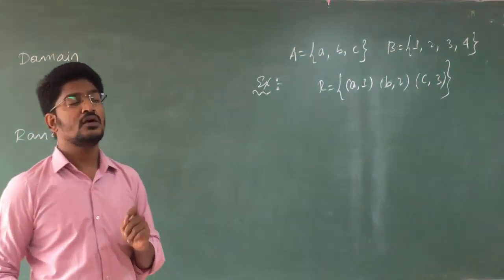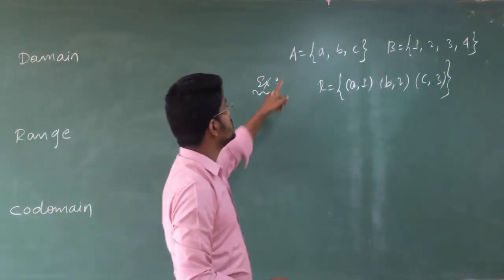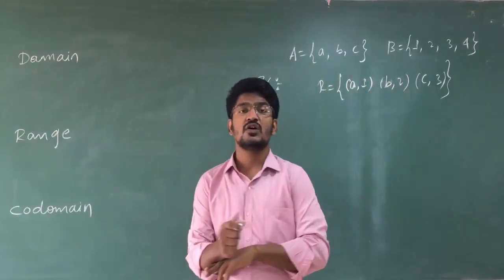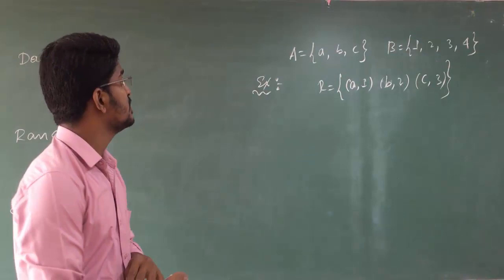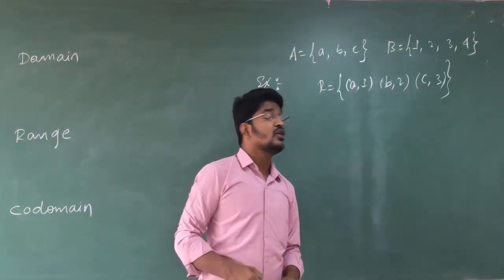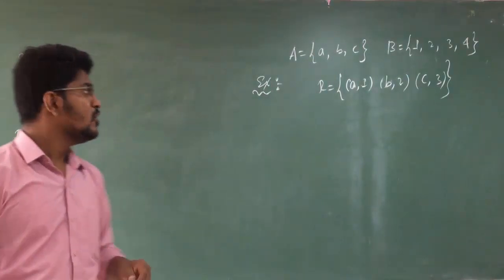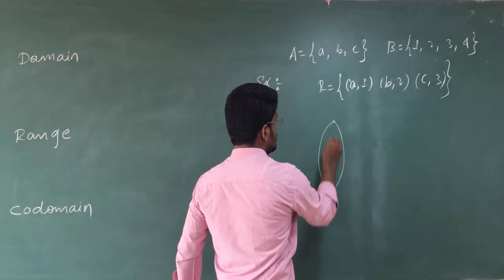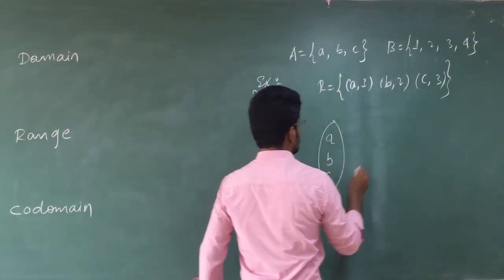Are you getting my point? So for that reason I am choosing A as {A, B, C}, B as {1, 2, 3, 4} as two sets. Then I define the relation {(A, 1), (B, 2), (C, 3)}. Okay, no problem. If you draw it in mapping form, see this A, B, C.